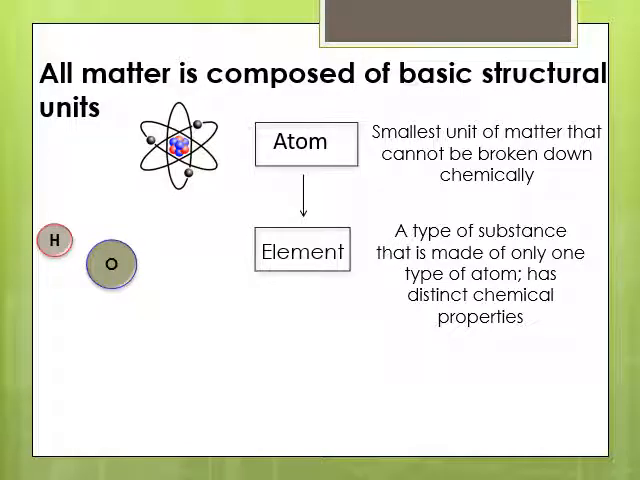And then the next step up is an element. So this usually has, well, not usually, it always has only one type of atom, but it might have multiple atoms, right?